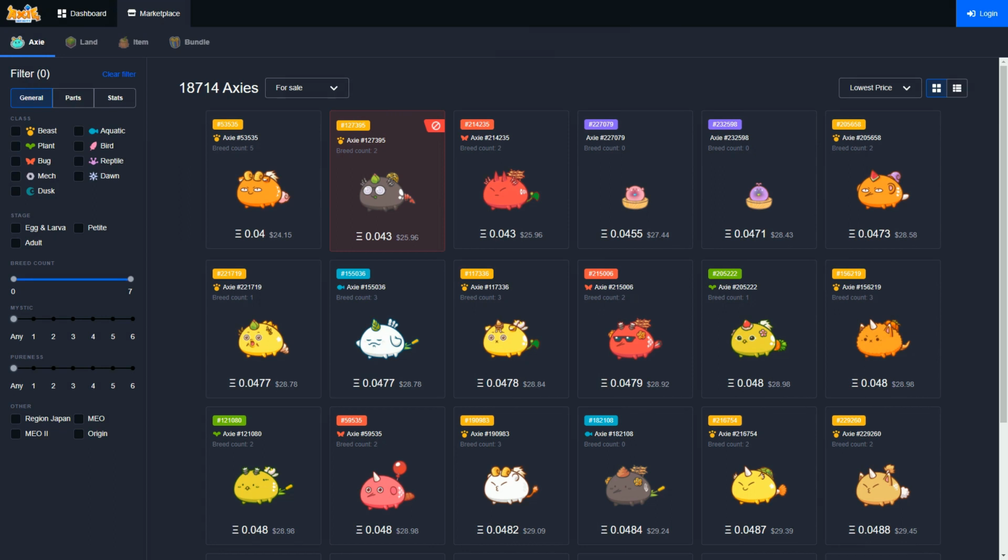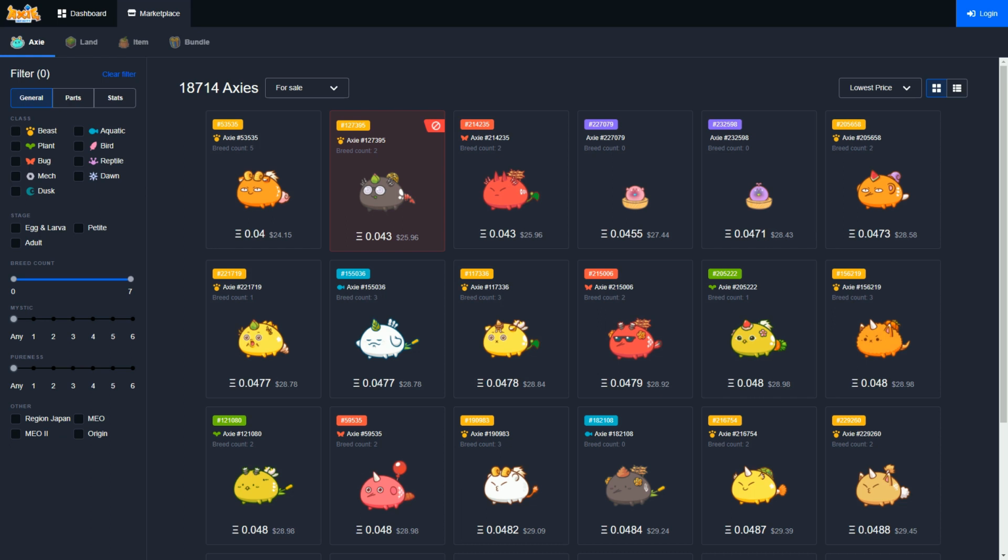So in this video I'm going to have a look at what's going on with the pricing of the cheapest Axies in AXIE Infinity. So it's going to be pretty heavy on numbers and pretty heavy on AXIE Infinity. But I like that, so that's why I'm doing it. Okay, so this is what I'm looking at here.